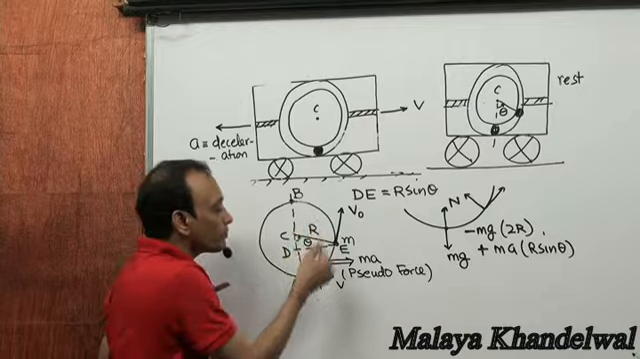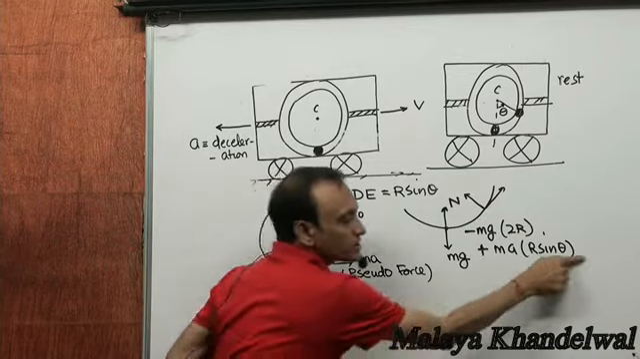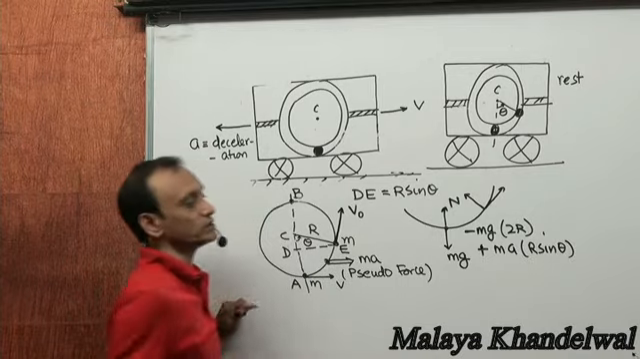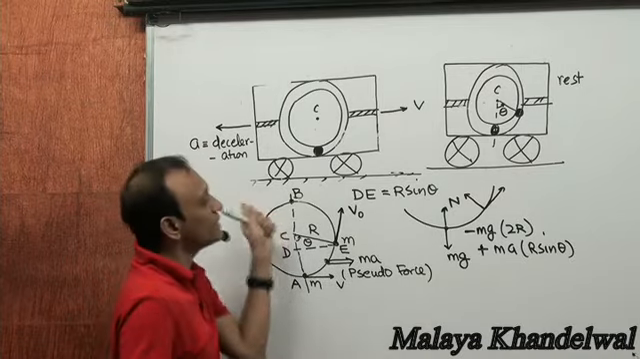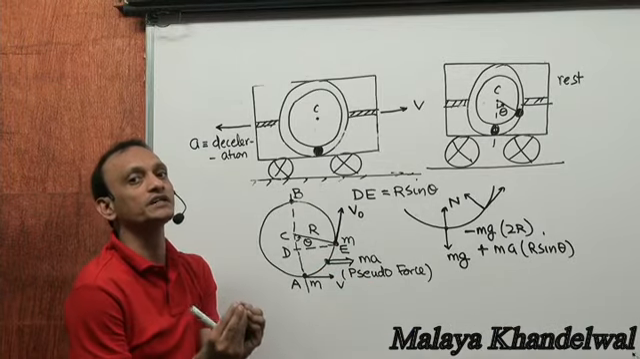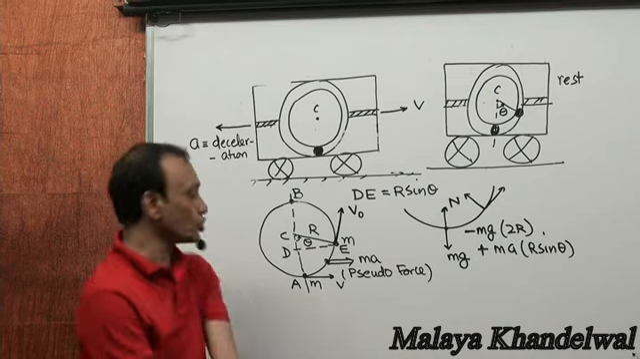Right? So, from A to E, this is the work done by the pseudo force. From E to B, the pseudo force does no work. So, in all, from A to B, this is the total work done by the pseudo force. And that must be the change in kinetic energy with respect to the trolley.